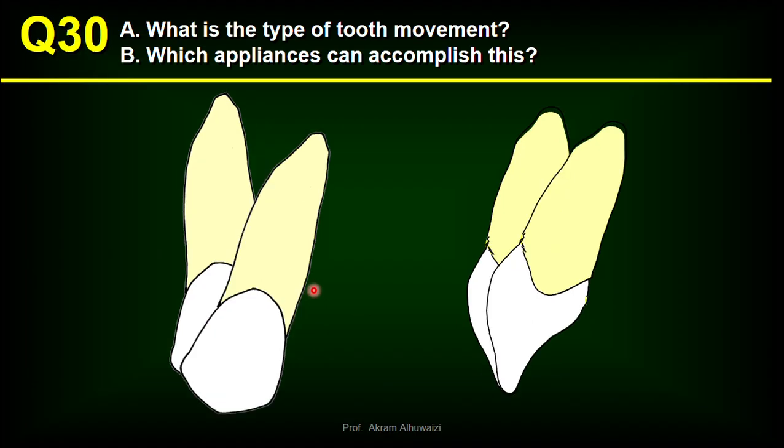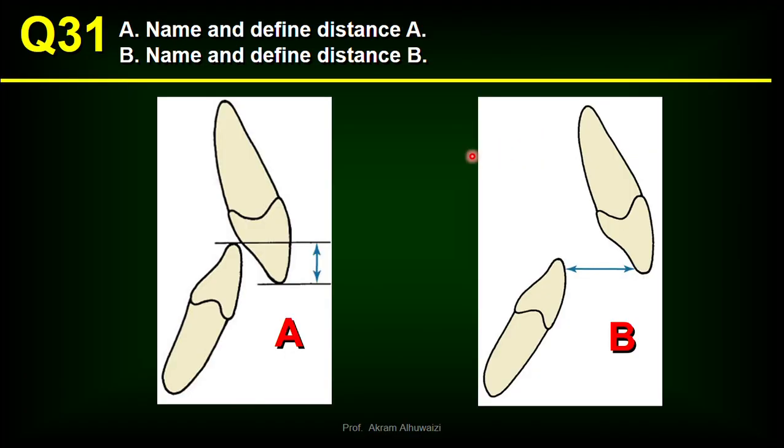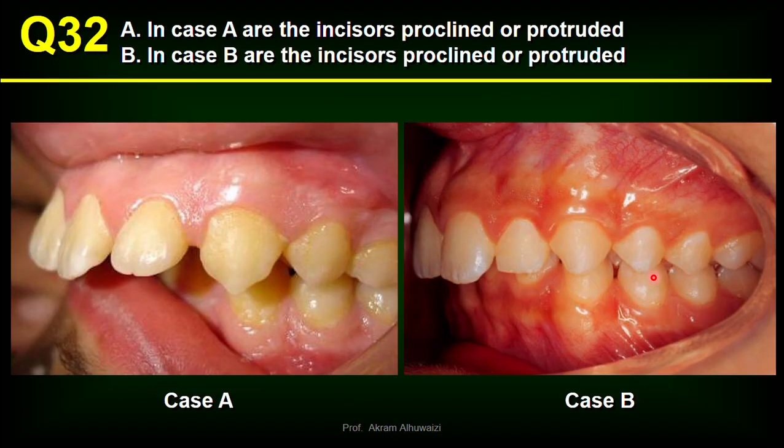What is the type of tooth movement here? This is torquing movement or root movement. That would be more precise. And it only can be accomplished by fixed appliances. Okay, the distance here in A is overbite, and the normal value of it is 1 to 3 millimeters. And in B it's overjet, and the normal value would be from 1 to 4 millimeters.